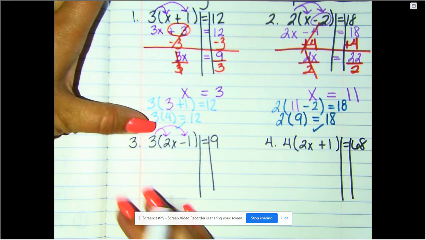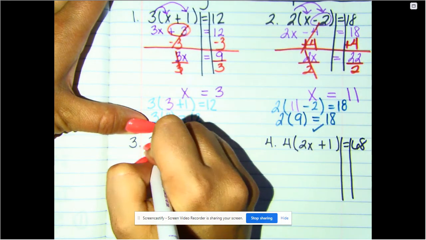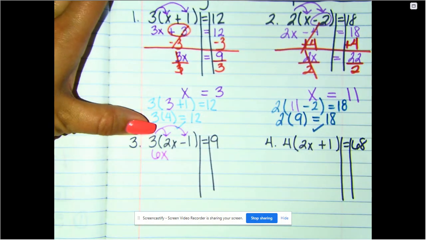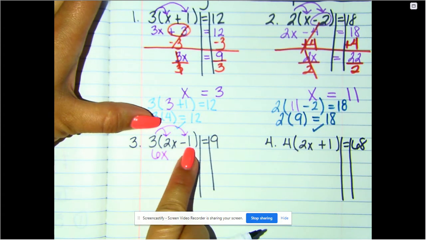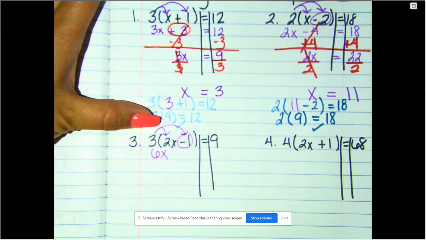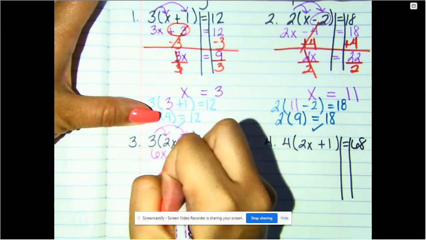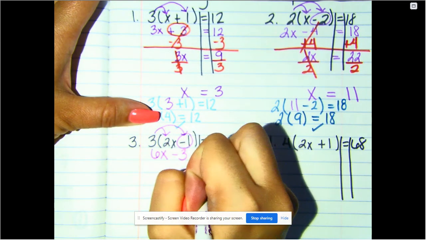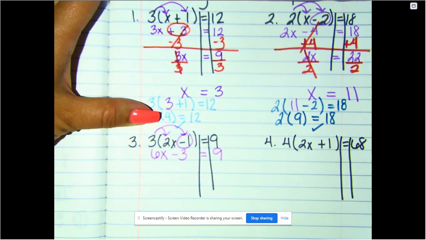We're going to take 3 times 2x, which gives us 6x. Okay, and we're going to do 3 times... Be very careful. That subtraction sign has me calling this a negative 1. So 3 times negative 1 is negative 3. And then it's equal to 9.